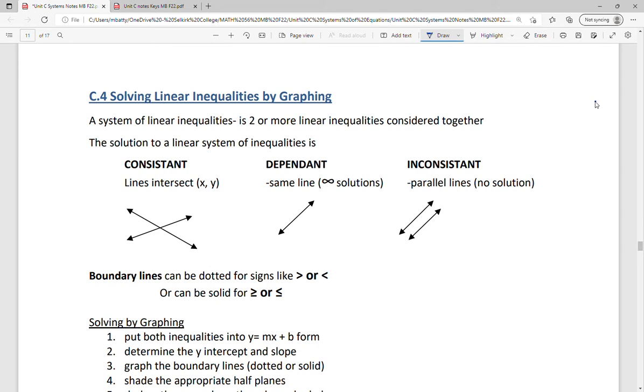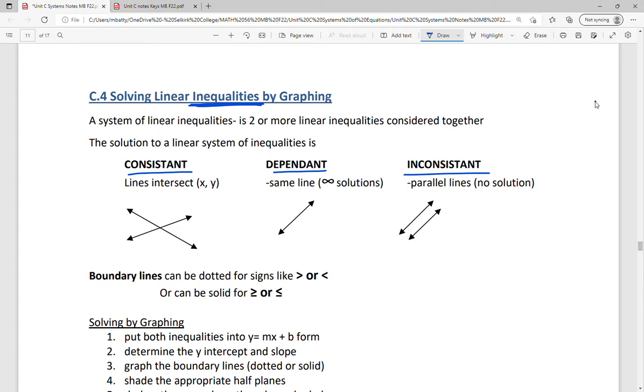So moving on with our systems in Unit C, this time we're going to talk about linear inequalities. So we've been dealing a lot with these realities of consistent, dependent, and inconsistent. We're going to carry on and talk about what happens when they are not just equations, but inequalities.